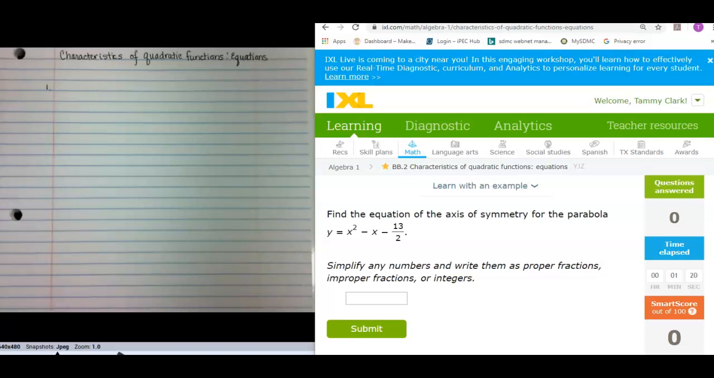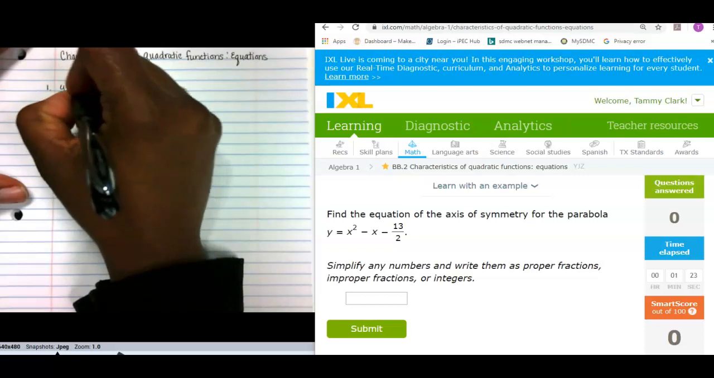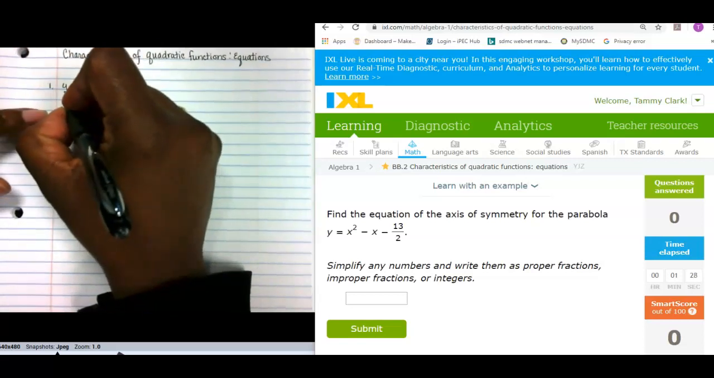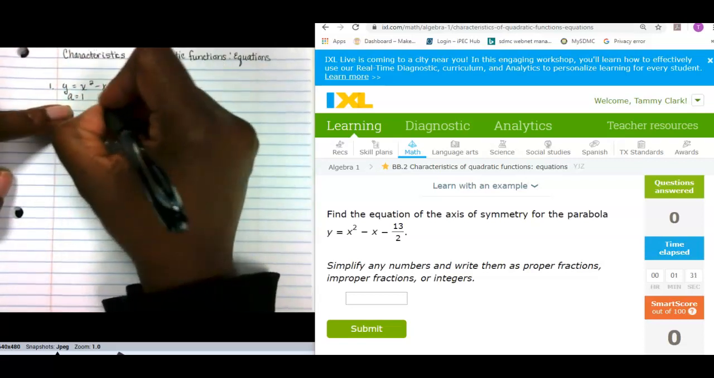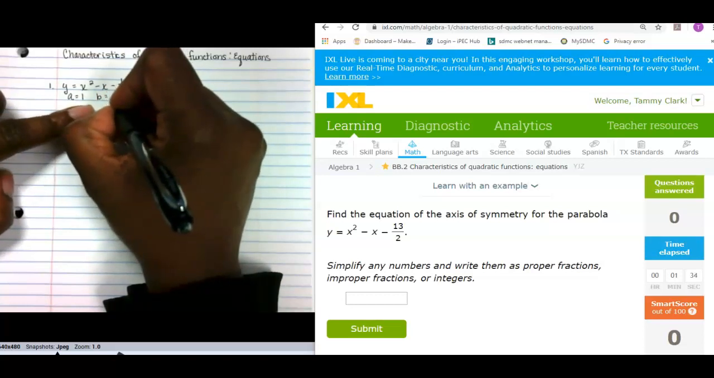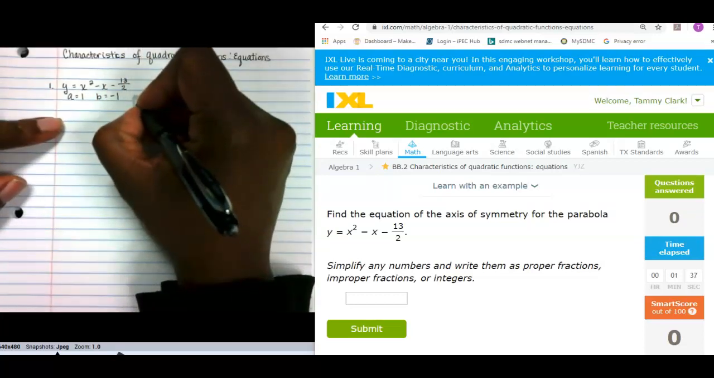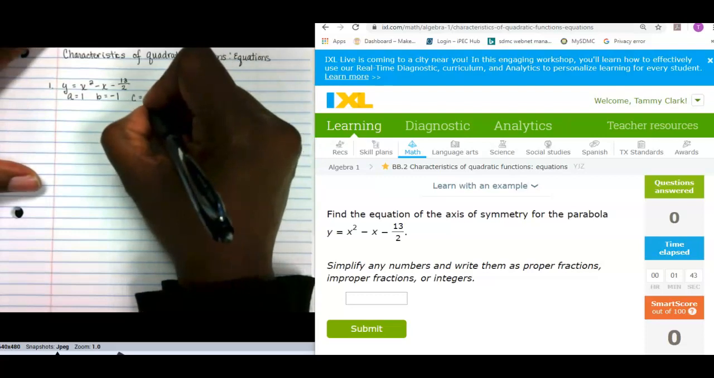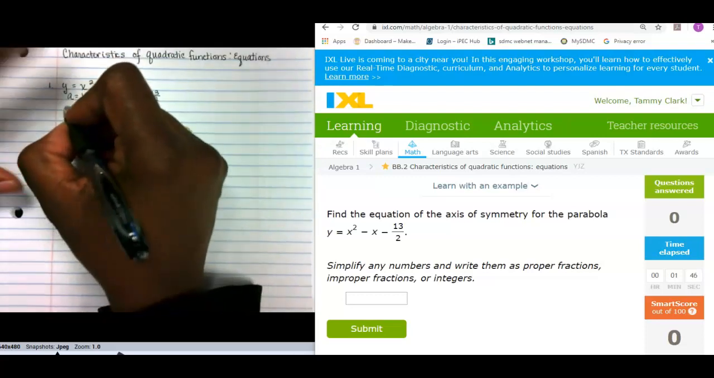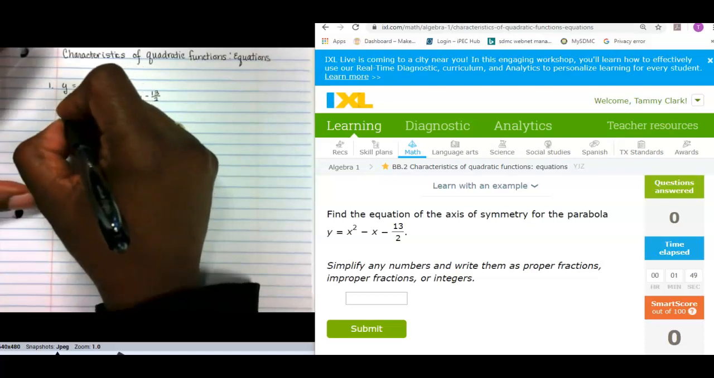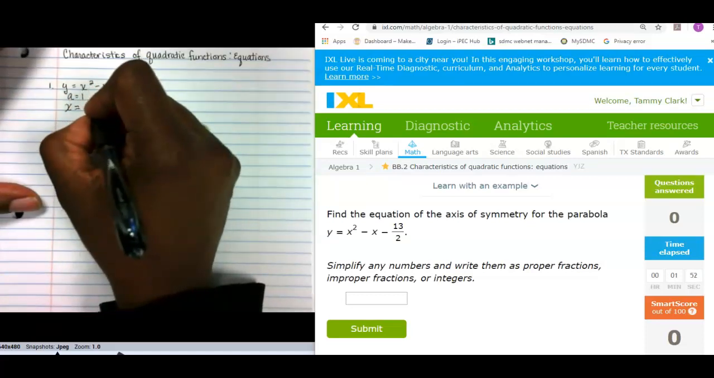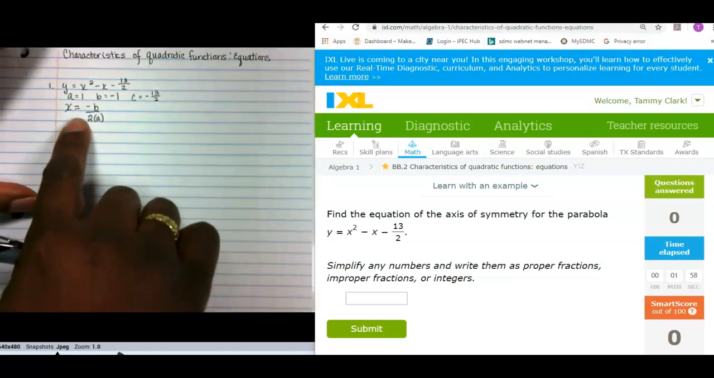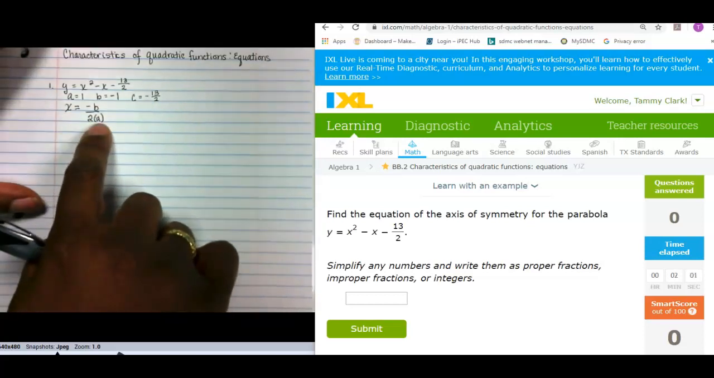Find the equation of the axis of symmetry for the parabola y is equal to x squared minus x minus 13 halves. Now if you watched the notes videos already, you will remember I asked you to write the coefficients of each of the letters, because remember this is ax squared, bx, and c is the constant. Well, when we're using the axis of symmetry, remember it is x is equal to the opposite of the b term divided by 2 multiplied by the a term.